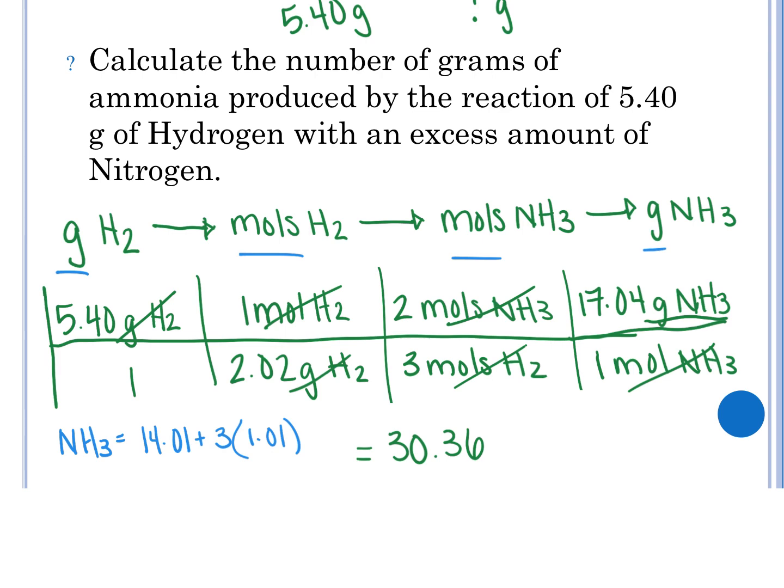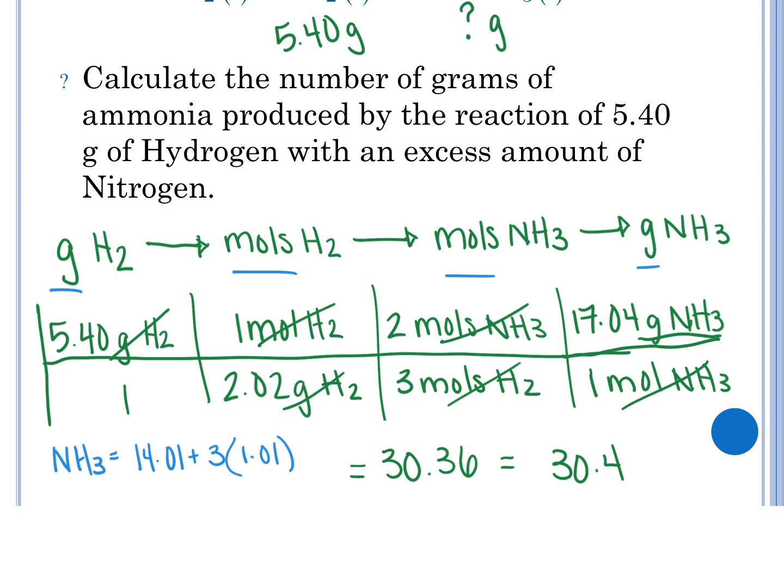Sig figs for stoichiometry should be relatively simple. Usually how much you start with is how many sig figs your answer will have. So how many are in 5.40? 3. Are any of the molar masses less than 3? No. So what are you going to round this to so you have 3 sig figs? So 30.4. And what's your unit? Grams of ammonia.